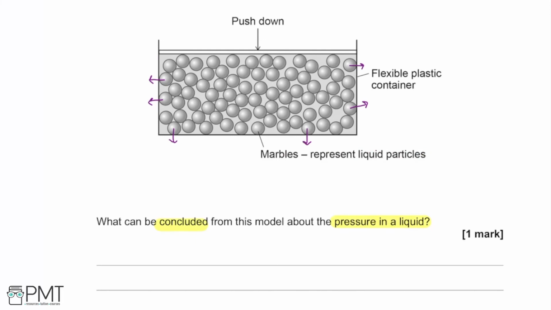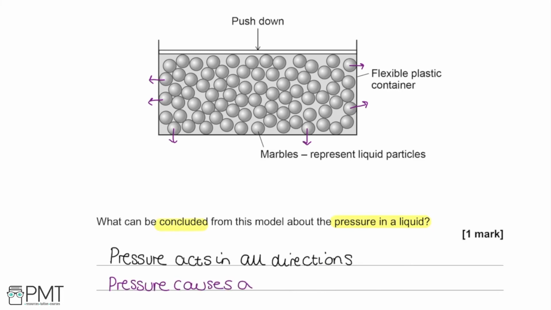So if we're talking about the particles in a liquid and the pressure in a liquid, we can see that the pressure is going to act in all directions. So it's acting out on the sides of the container, on the walls and on the base. It's going to act in all directions. We also could go about this in a slightly different way and say that the pressure causes a force on all of the surfaces. That's going to give us the mark also, pushing downwards to the side. If the marbles are exerting a force on all surfaces, there's going to be a pressure force on each surface.